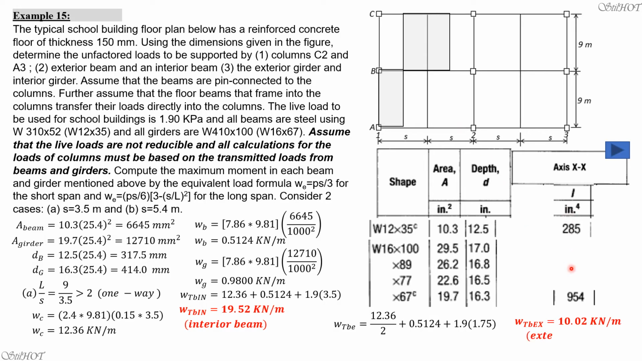So likewise, we have to convert moment of inertia for the beam with respect to the strong axis, which is the x-axis. So 285 times 25.4 raised to 4 is equal to 180.626 times 10 to the 6 mm to the 4th. For the girder, it is 954 times 25.4 raised to 4, so it is 397.085 times 10 to the 6 mm to the 4th.